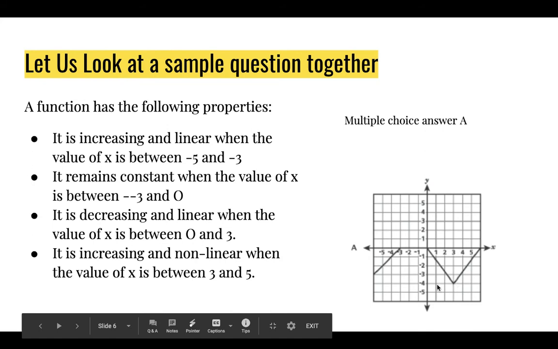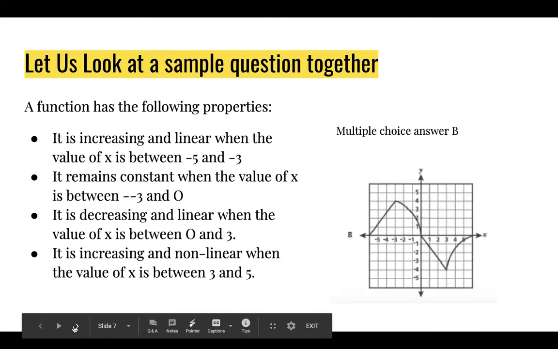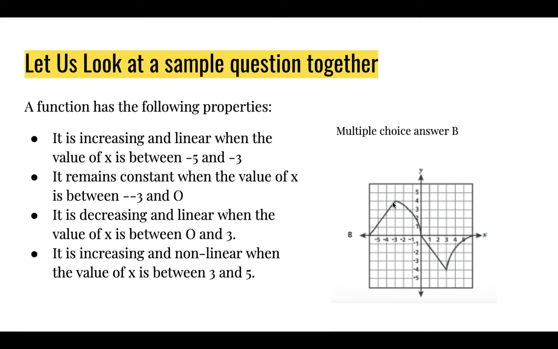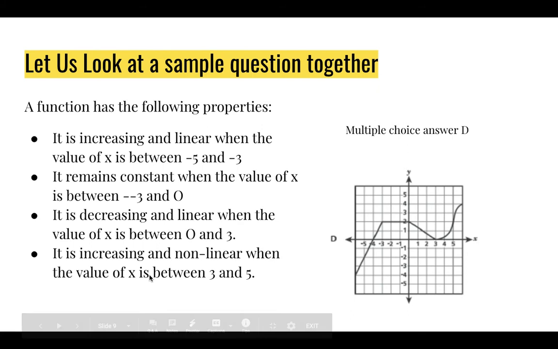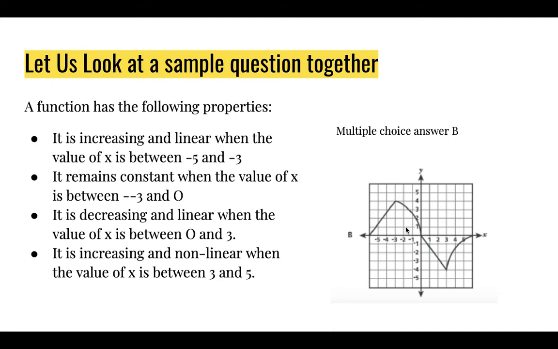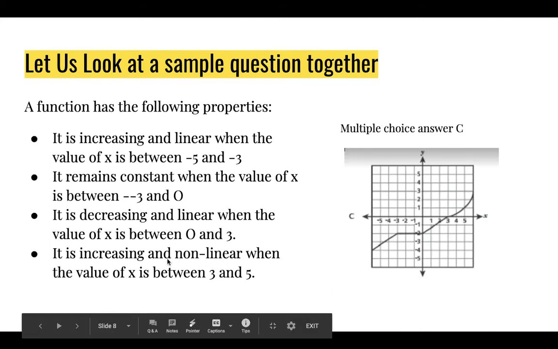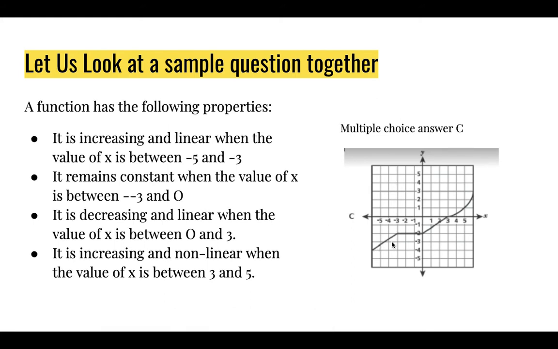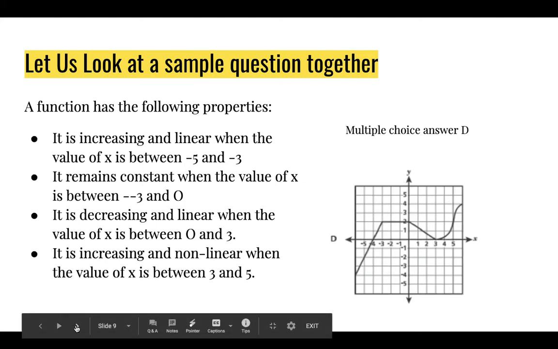So this is linear. So answer choice A is not true. It is increasing and linear between -3 and 5. That's true. It remains constant between -3 and 0. So it's decreasing. So answer choice B is also not true. It is increasing and linear between -5 and -3. That's true. It remains constant between -3 and 0. That's true. It's decreasing and linear between 0 and 3. So it's increasing. So answer choice C is not true.